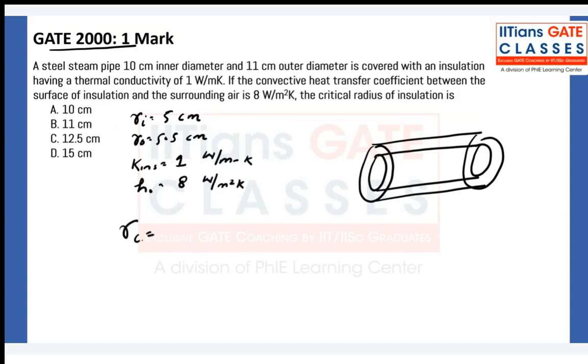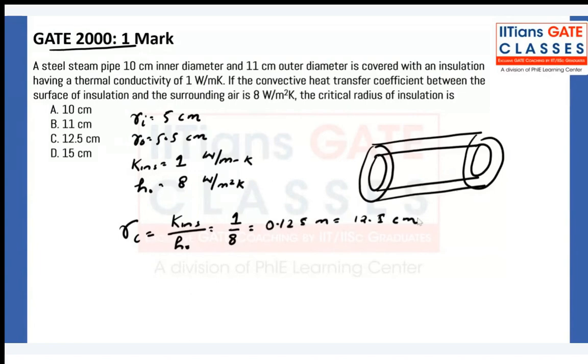The answer is 12.5. Very nice. RC is K insulation upon H naught, which is 1 by 8. So you will get how much? 0.125 meter or 12.5 centimeter. Okay, very nice. Let us move on to the next question.